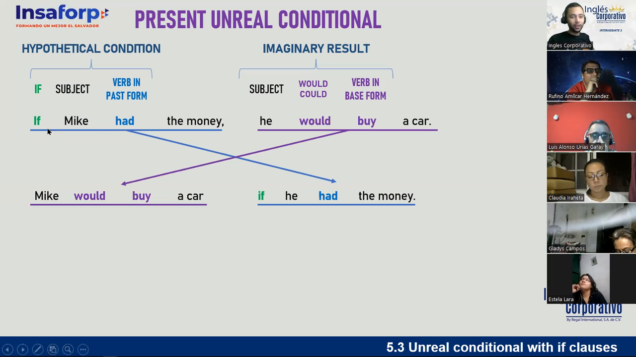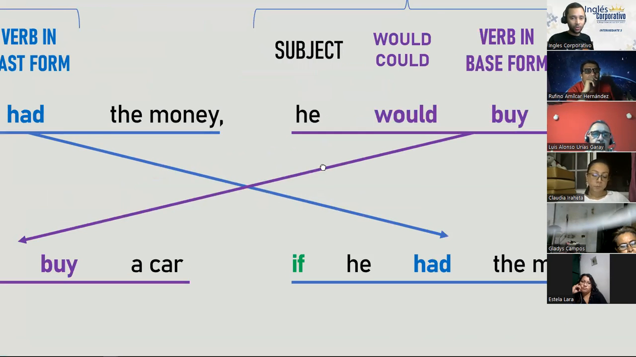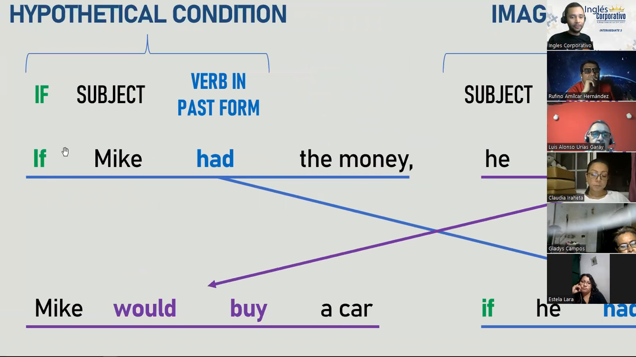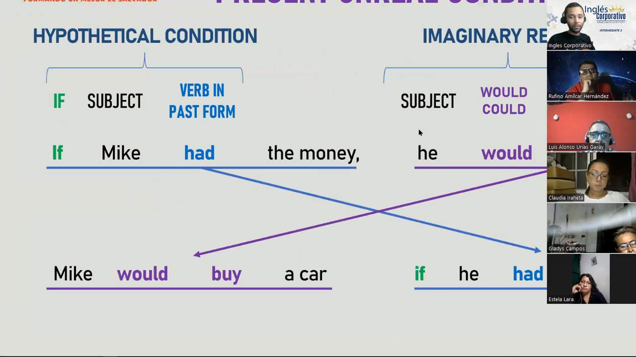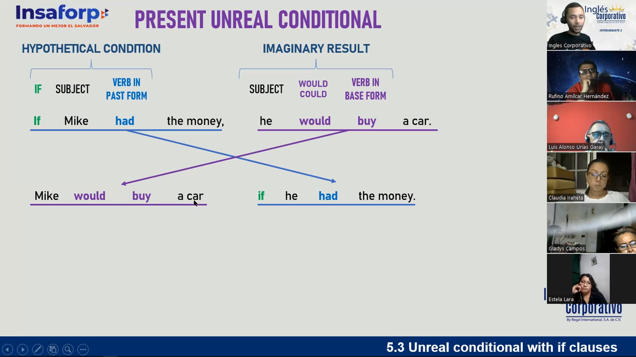Es lo mismo decir, if Mike had the money, he would buy a car, que decir, Mike would buy a car if he had the money. But there is one difference. Look, if you begin with if, then you will need a comma. As you can see here, I'm going to zoom in. If you begin with if, you need a comma to separate the two clauses. But if you don't begin with if, don't use a comma, okay? That's a rule right there. You begin with if, use the comma. If you don't begin with if, no comma.